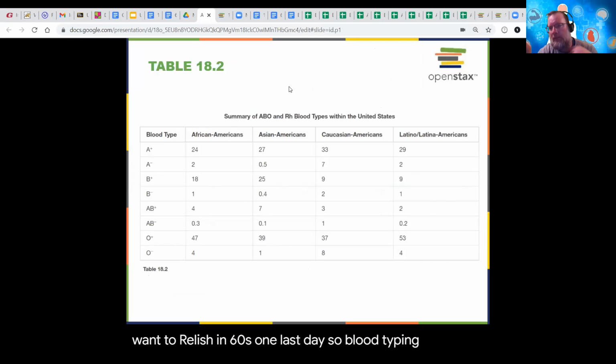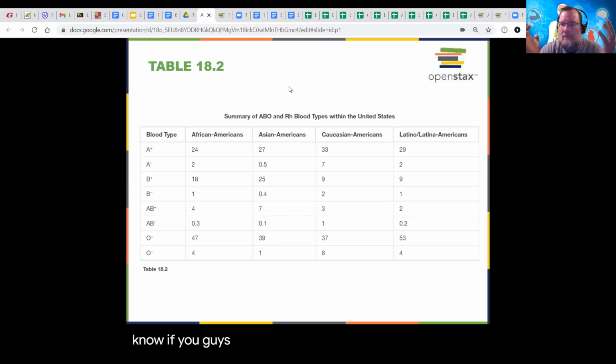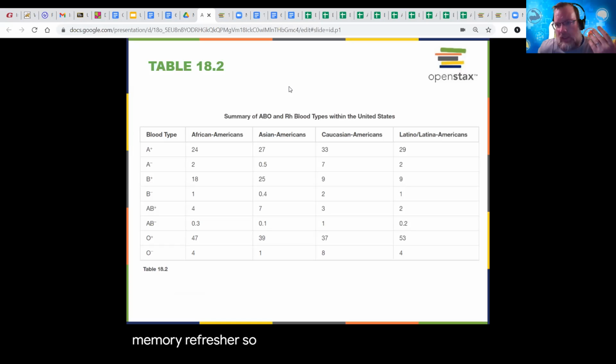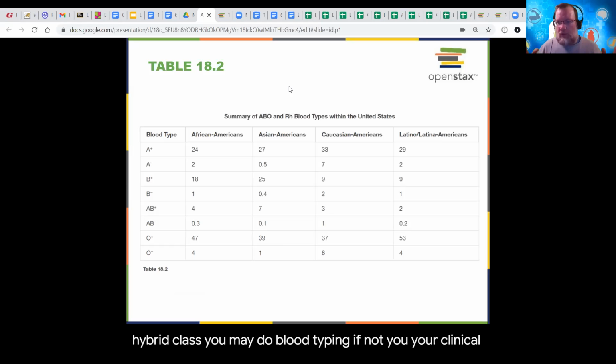So blood typing. I don't know if you guys know your blood types. Now, next semester, in advanced A&P, we do a little bit of blood typing. We introduce you to blood typing in general, and then some of us do the lab in advanced. I wait and do it in advanced just as a memory refresher. So if you do sign up for a face-to-face or a hybrid class, you may do blood typing. If not, whenever you have any type of clinical laboratory class, you will do blood typing.